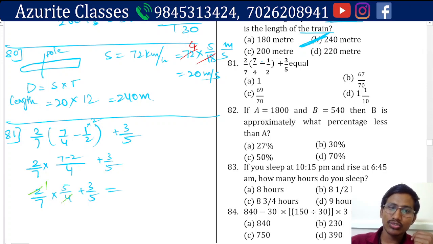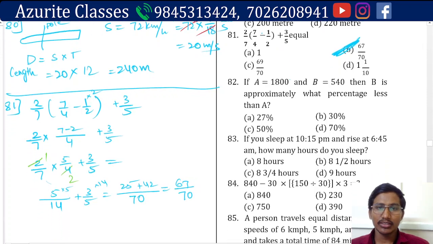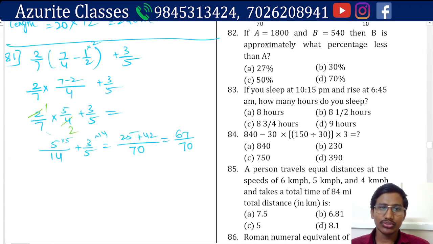So 2 ones are 2, 2 twos are 4. So what answer will come here? That is, if you write, 1 ones are 5 here and 7 twos are 14 in the denominator, plus 3 by 5. So if you take LCM, it will be 14 fives are 70, right? So here you have to multiply with 5, here we have to multiply with 14. So 5 fives are 25 and 3 fourteens are 42. So if you add them all, what answer will come? That is 25 plus 42, so it will be 67. 67 by 70. Which option? Option B is the answer for 81. Okay, good. So next, let us go to 82 question.